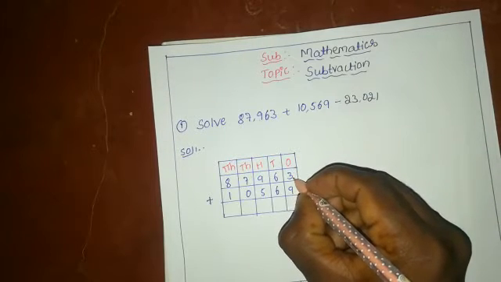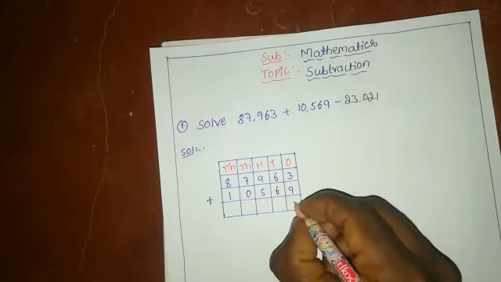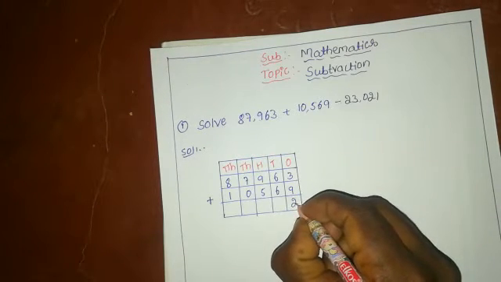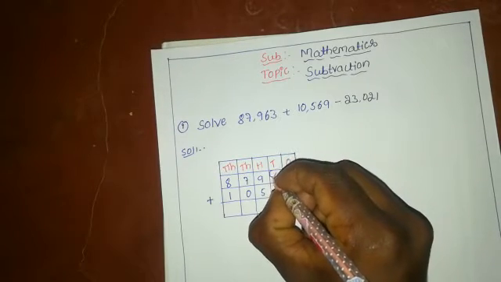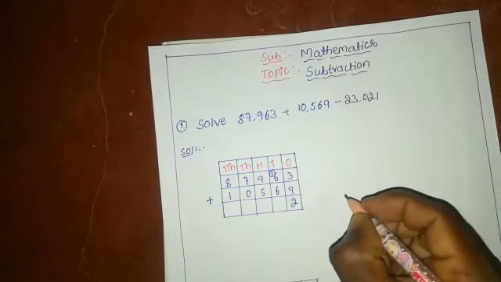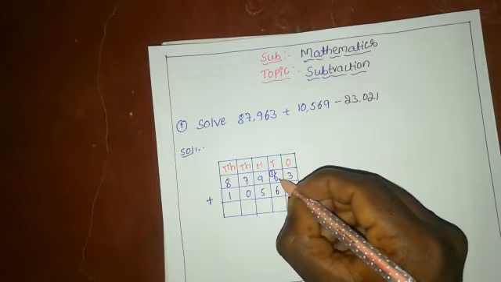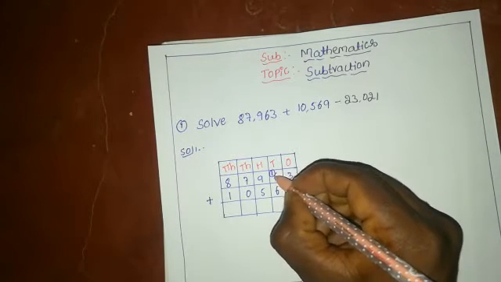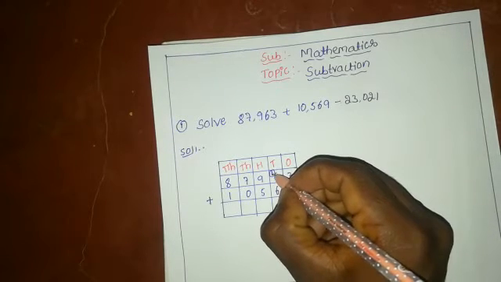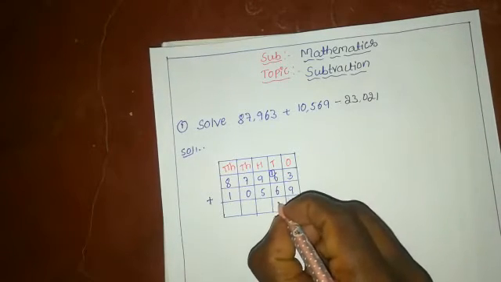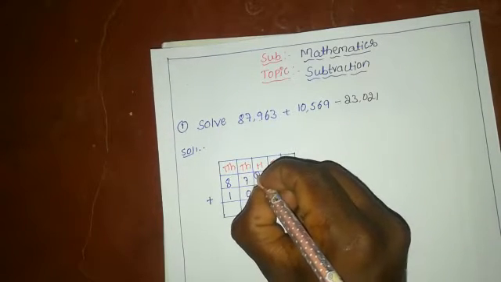In the ones column we have a 3 and 9. We have to add 3 plus 9. How much? We get 12. For 12 we write 2 here and 1 is carry. Now in the tens column we have a 6 and 6 and 1 carry. We have to add these three. 6 plus 6 is 12, 12 plus 1 carry, how much? 13. For 13 we write 3 here and again 1 is carry.